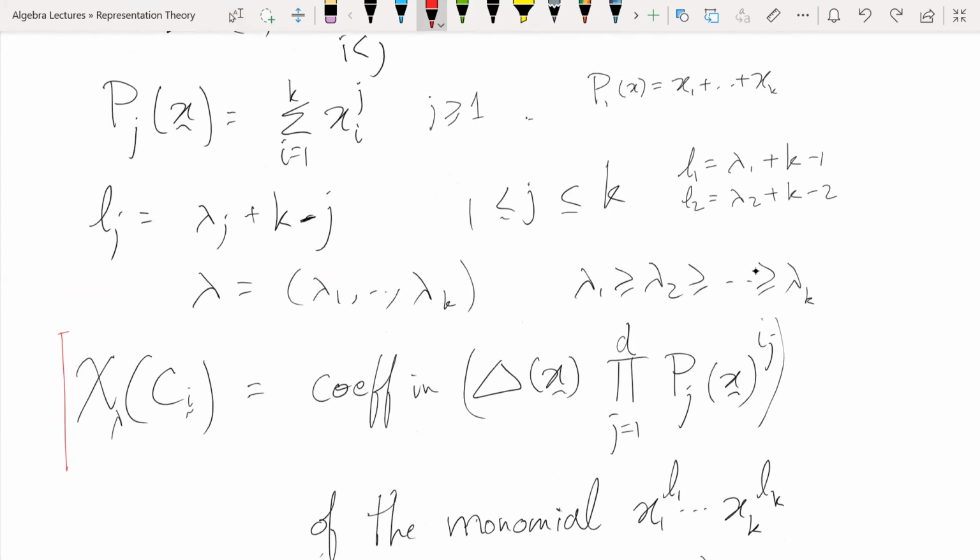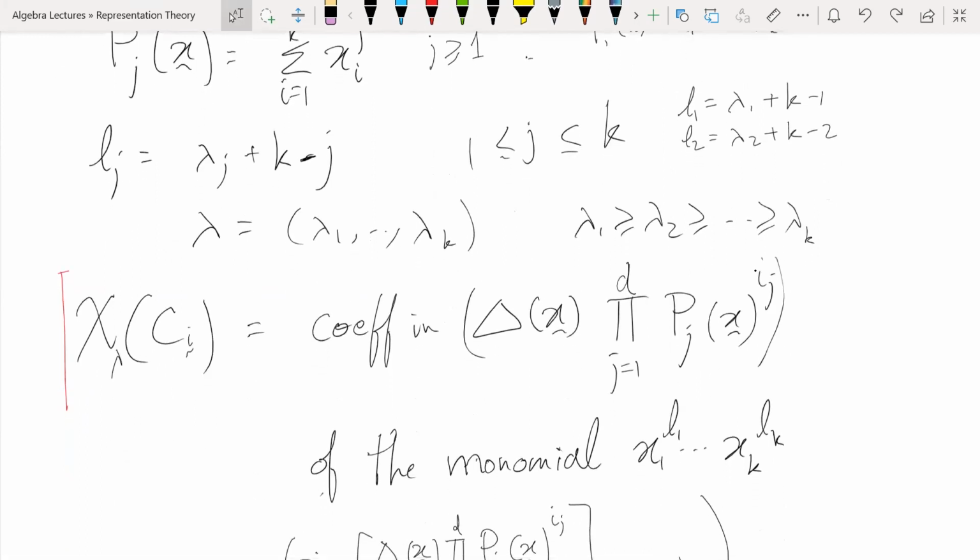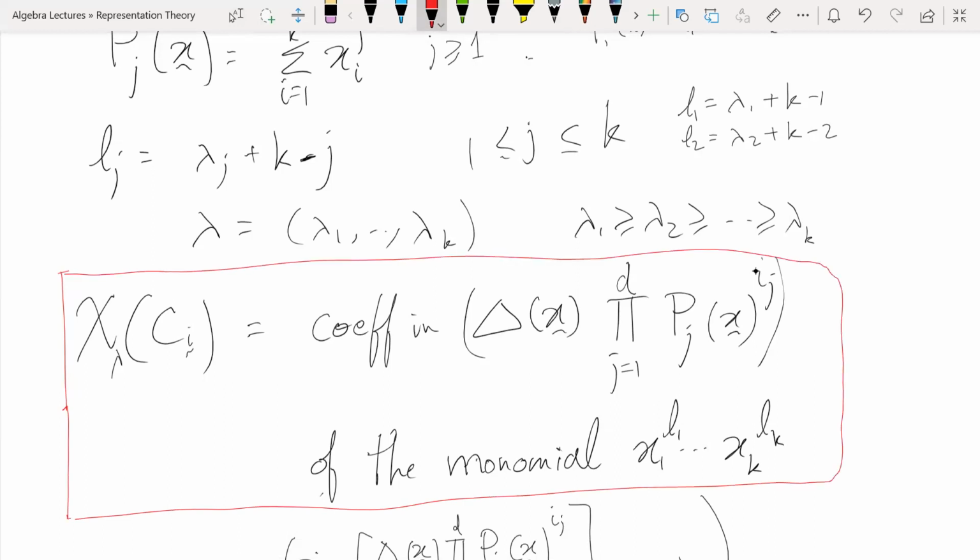Of course, the formula is complicated because the action is complicated. It looks like one should be able to determine it, and that is true, one can determine it, but it turns out that the formula is a bit complicated. So this is the Frobenius formula.